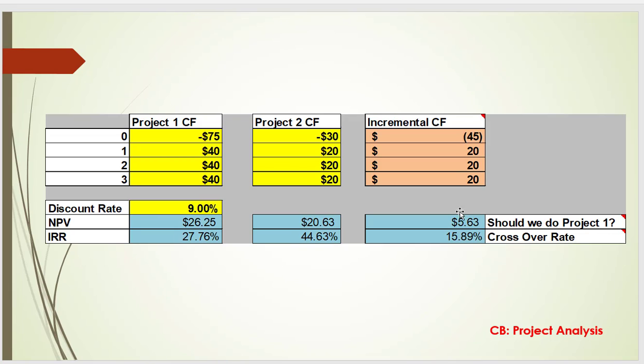By analyzing the incremental cash flows, we end up with a basic idea. It says, should we do project 1? If this value is positive, that means that in general, project 1 is going to be greater than project 2. There's a crossover rate. If the cost of capital was 15.89%, both of these projects would have a net present value that was equal. So then at 15.89%, you don't know which project you actually would want to do. You could just pick one.